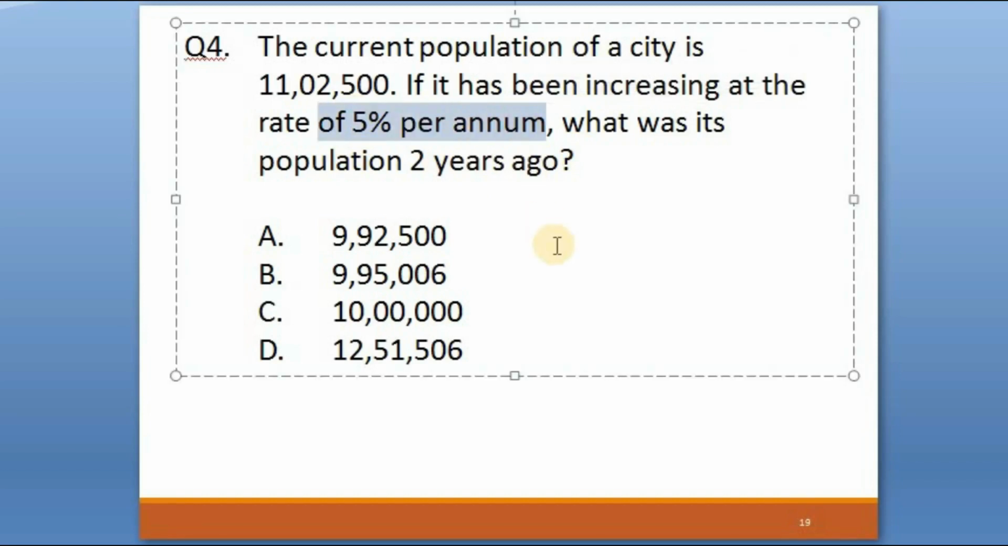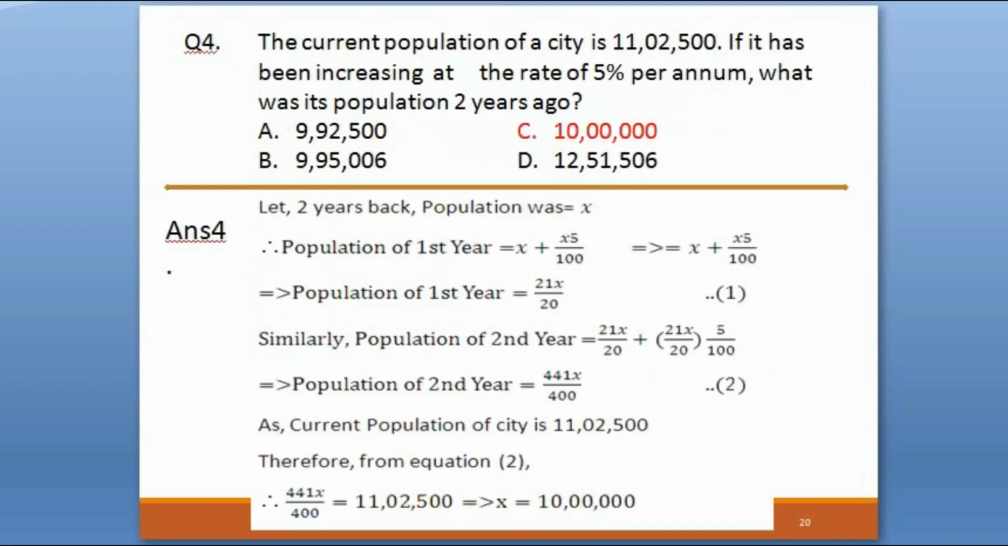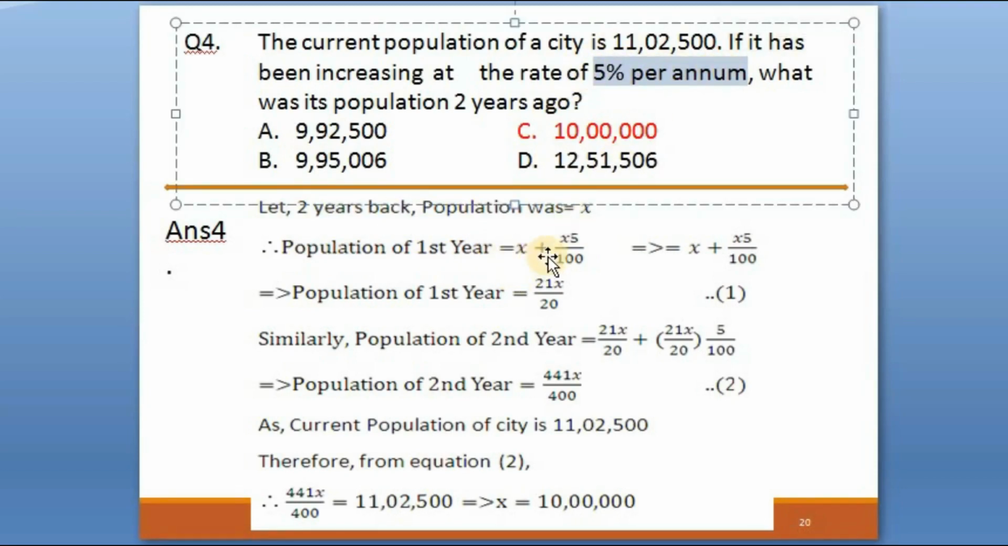Now for such type of questions, how will we proceed? Let's see the solution. See here, let the population 2 years back be x. So if that population was x, then since population is increasing at 5% per annum, as given in the question, we get x plus 5% of x, that is x multiplied by 5 divided by 100. So this comes out as x plus x5 divided by 100, right? By solving this we will get 21x divided by 20. So this is our first equation.